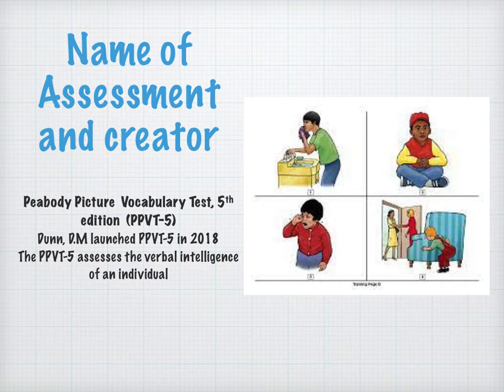The PPVT-5 is to assess verbal intelligence in children and adults ages 2 to 90 plus. PPVT-5 is co-normed with EVT3, which is another assessment, but for today's presentation, I will be focusing on PPVT-5. The artwork in the new PPVT-5 edition has been drawn to be familiar to individuals of various ages and from diverse and regional backgrounds.